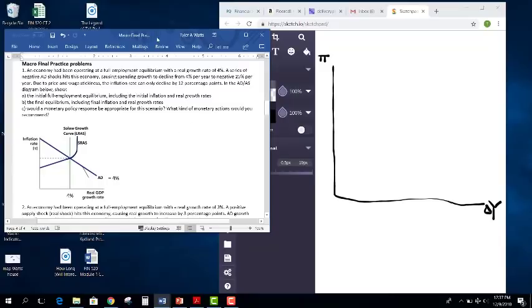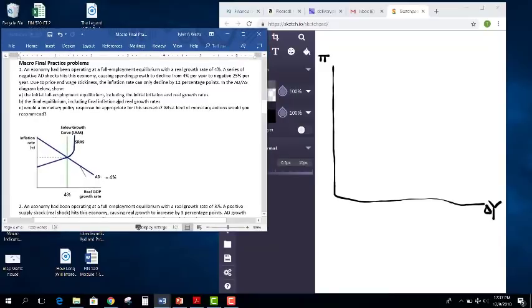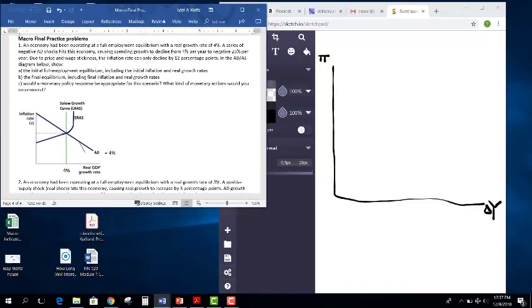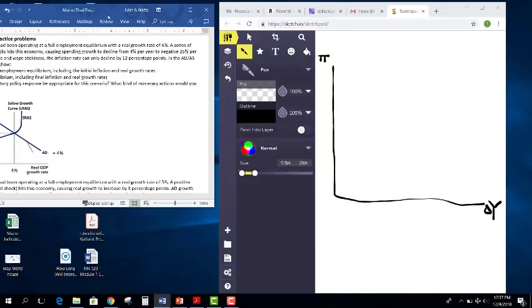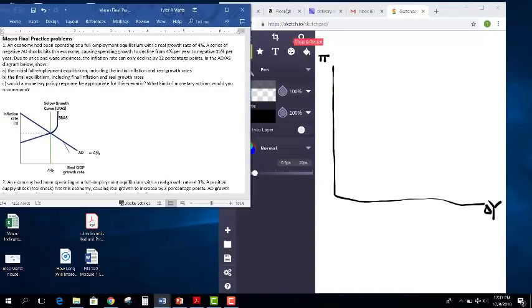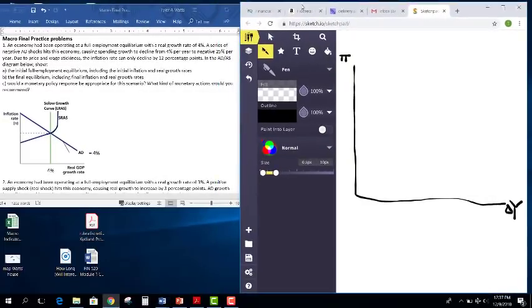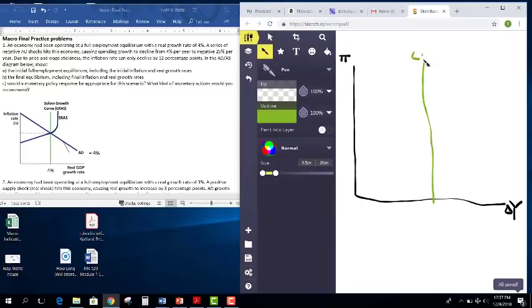So we're going to use the aggregate demand supply diagram to show the initial equilibrium, the final equilibrium, and then to think about whether monetary policy responses would be proper in this situation. So I'm going to copy this over here into this drawing app I found. Here's my long run aggregate supply curve. It's a little tricky to do this on my drawing pad.